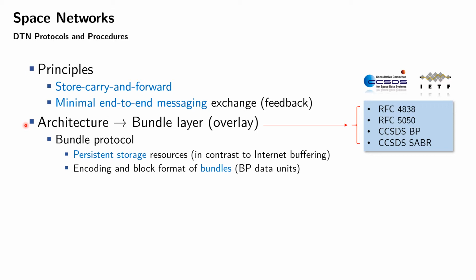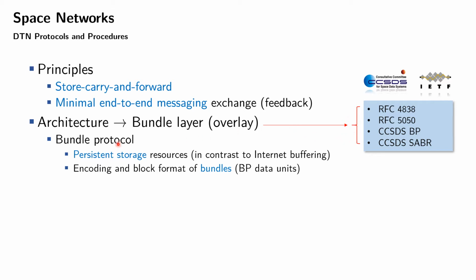The architecture that actually implements this principle is known as, well, delay tolerant networking, and the way of implementing this architecture on a protocol stack is by means of the bundle layer, which is implemented by the bundle protocol. The bundle layer is an overlay protocol that sits on top of potentially any other protocol, even including TCP/IP, as we mentioned previously. The bundle protocol has been standardized in CCSDS, the Consultative Committee for Space Data Systems, and also in the IETF, the institution that standardizes Internet protocols.